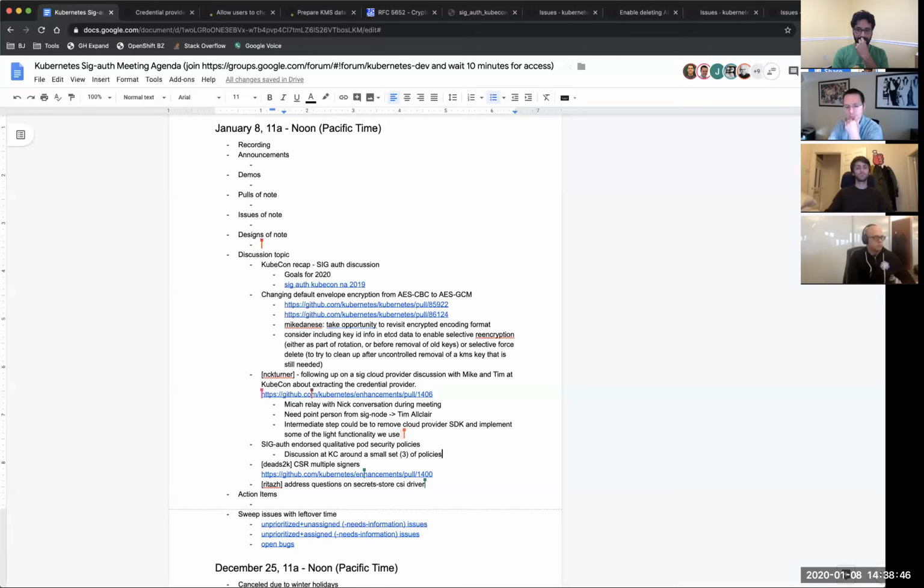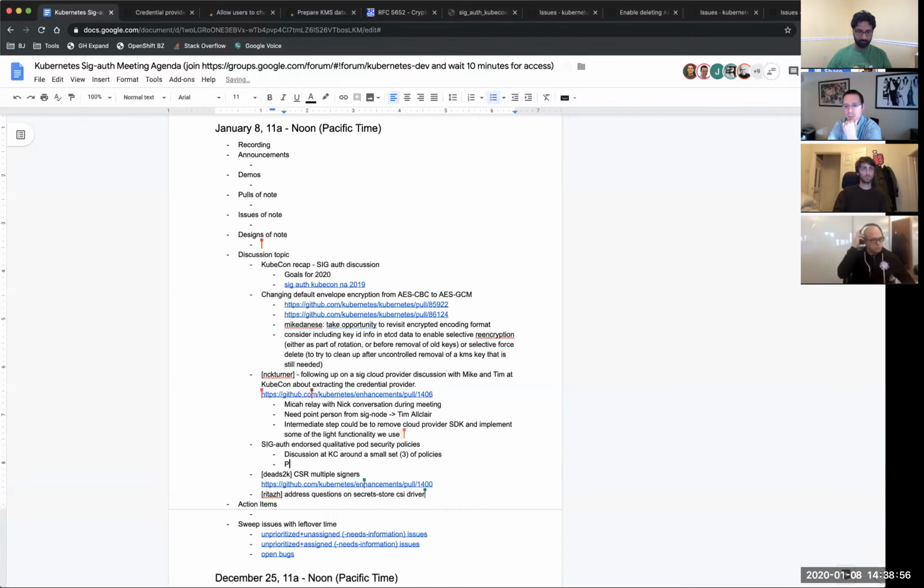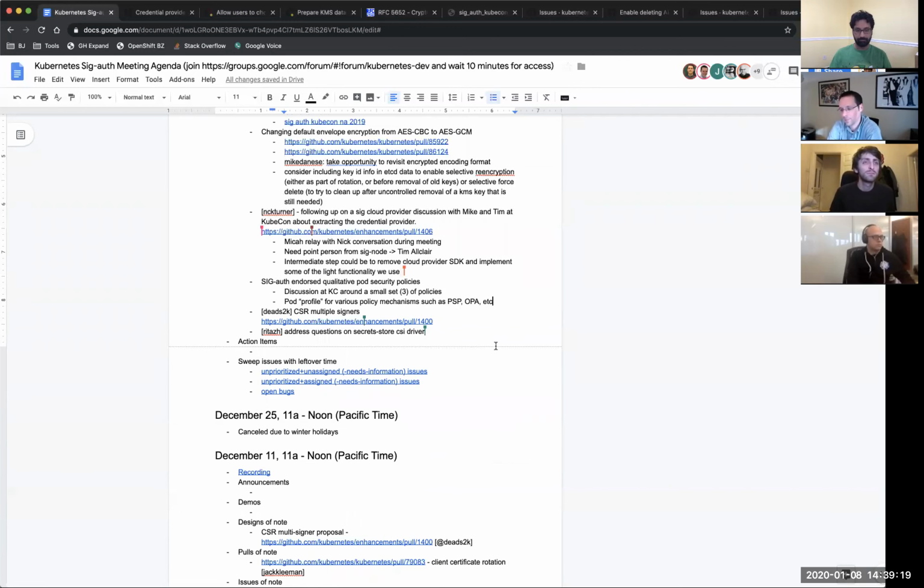I see. So it's less a pod security policy and more just like a pod profile. And you could implement that multiple ways, but yeah, it's a meeting point for people to describe their needs and policy authors for various policy mechanisms to define well-known profiles. Yeah, it's sort of a cross between best practices documentation and actually providing some manifests that implement those best practices.